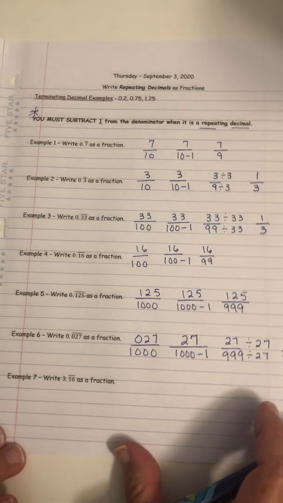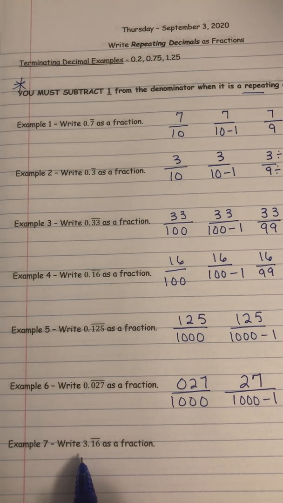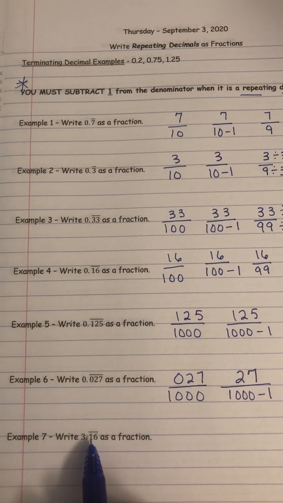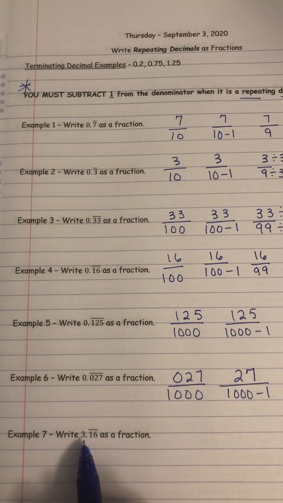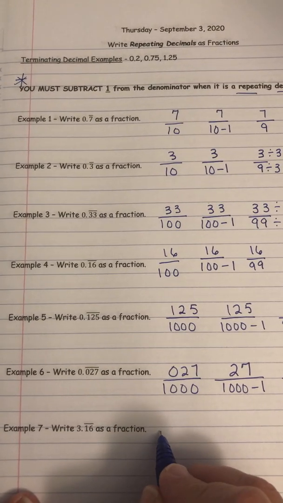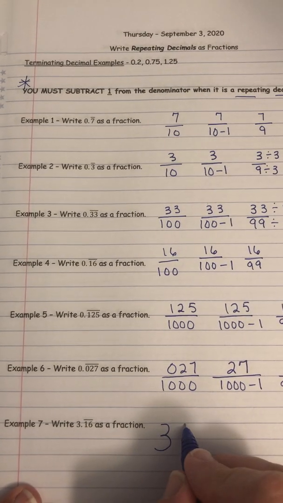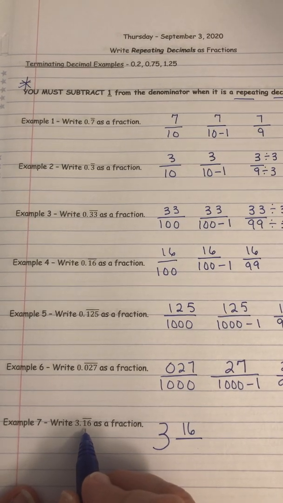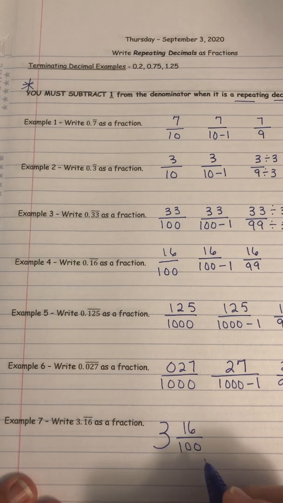Okay, now the last one that we're going to do is a mixed number. Well, it's not really a mixed number. It has a whole number and then a repeating decimal. It's handled exactly the same way, except we have that main number out front. So when I write them, I'm going to write it like this. I'm going to make a big 3 and 16 over, I go over how many places? 1, 2. So that's in the hundredths column.